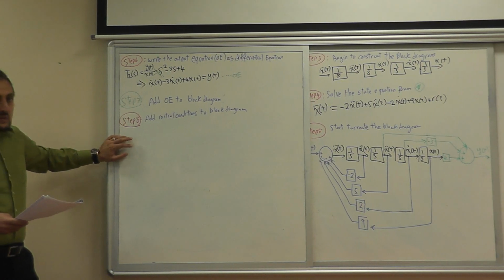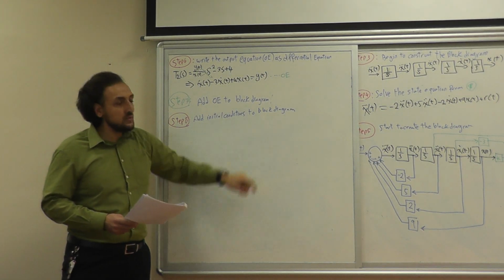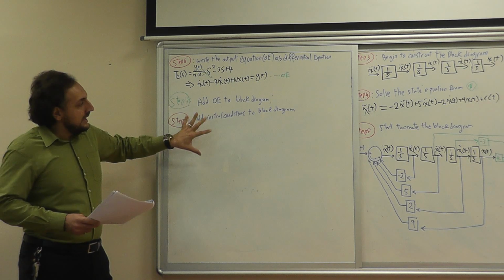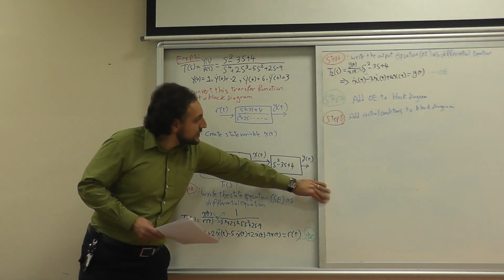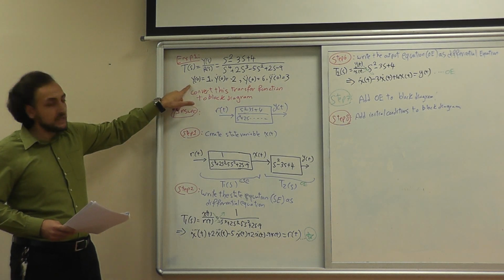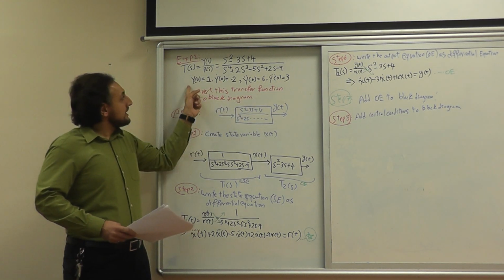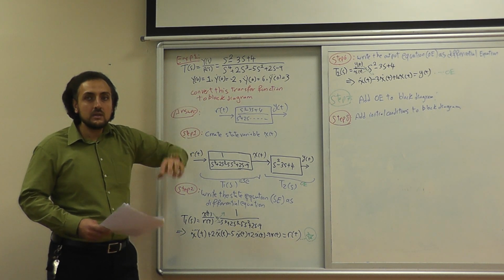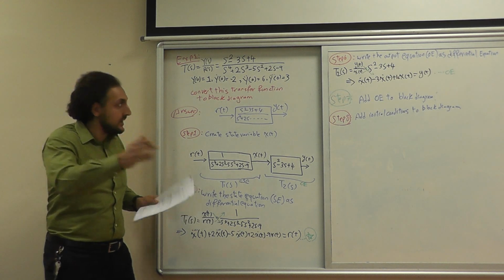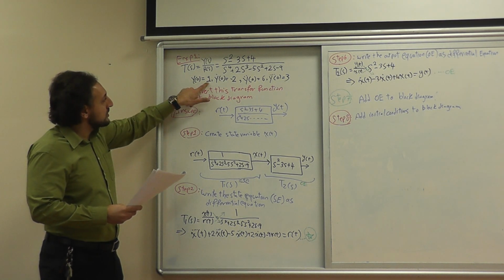Now let's start with step number 8. Actually, the last step is add initial condition to block diagram. As I showed you at the beginning of the question, look here, the beginning of the question. Initial condition y0 equal 1. y0 means at time 0. So at time 0, what was this output? So y0 equal to 1.